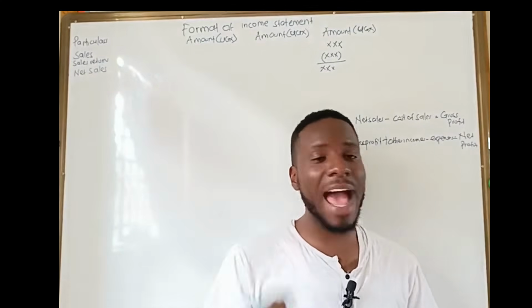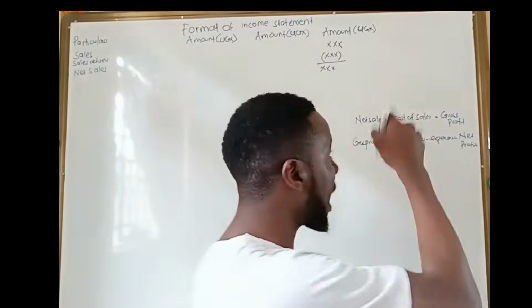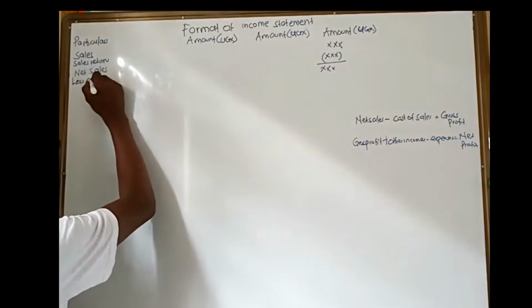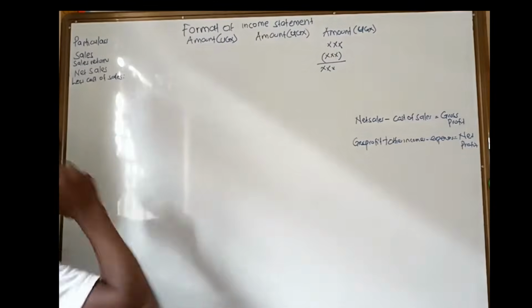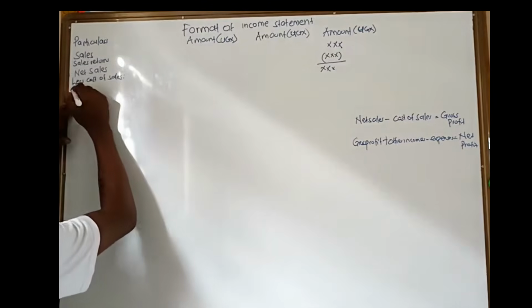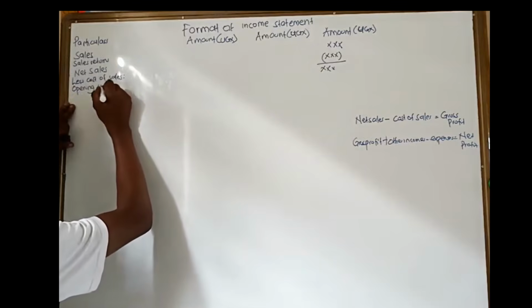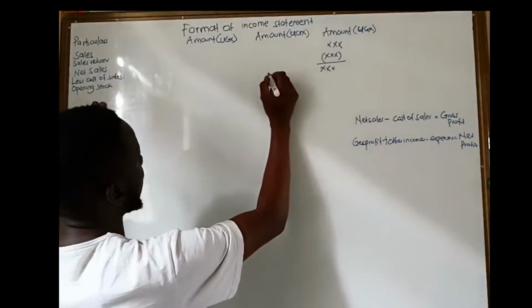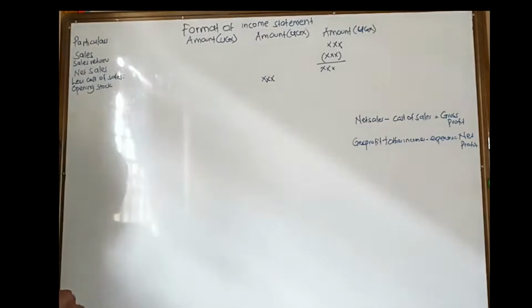So there are certain items that fall under cost of sales, like I told you in my introduction. So when you come here, you will say less cost of sales. Then you start listing them down. One, we shall have opening stock. Now opening stock, we shall come and record it here because it has no adjustments. So we shall record it here. This is our opening stock.